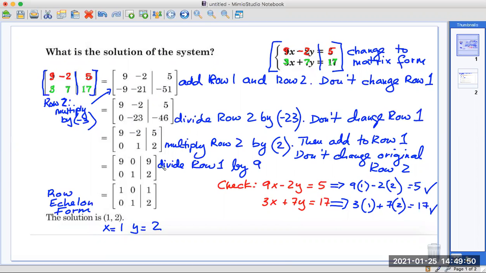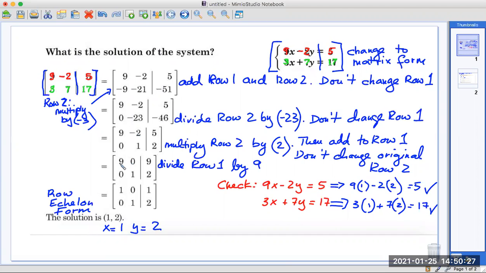From here to here, it says multiply row 2 by 2, then add to row 1. Do not change the original row 2, so you have to do that in your head. If you multiply row 2 by 2, 0 times 2 is still 0, plus 9 is still 9. 1 times 2 is 2, and 2 plus negative 2 is 0. 2 times 2 is 4, and 4 plus 5 is 9. So what I have accomplished is a 0 in this spot, which is what I want.